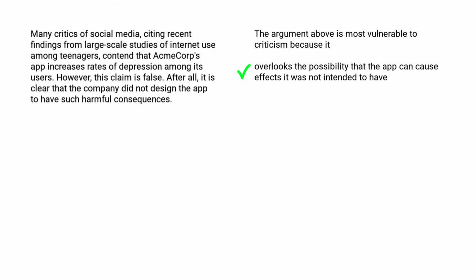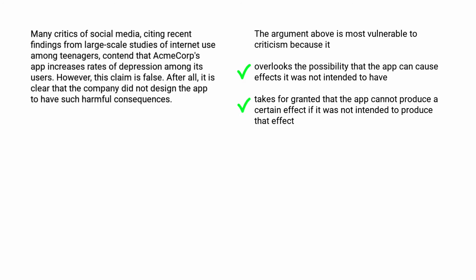Now here's another way to present the correct answer. "Takes for granted that the app cannot produce a certain effect if it was not intended to produce that effect." Takes for granted means assumes, so this would be correct since the argument is assuming that its premise about not being intended to increase depression rates proves its conclusion that the app does not actually increase depression rates. If the premise is true, then the conclusion must be true. That is something the argument's assuming.